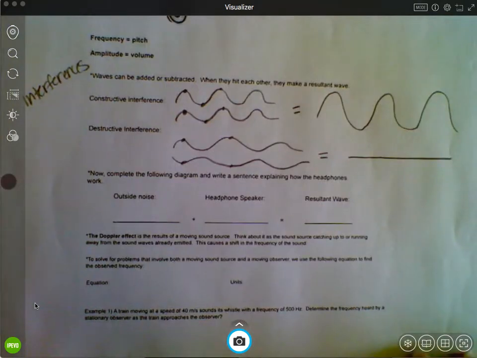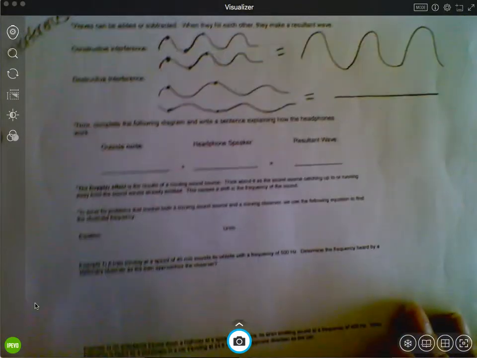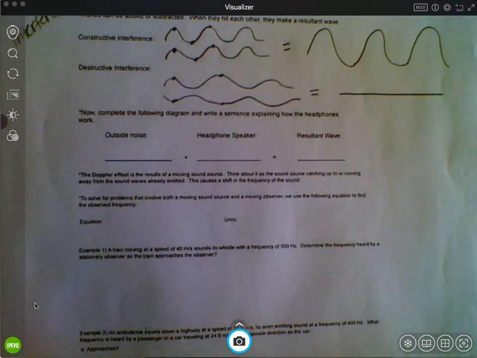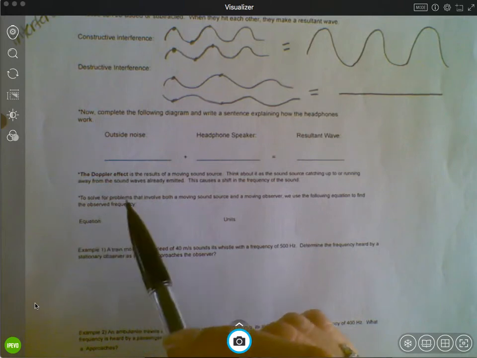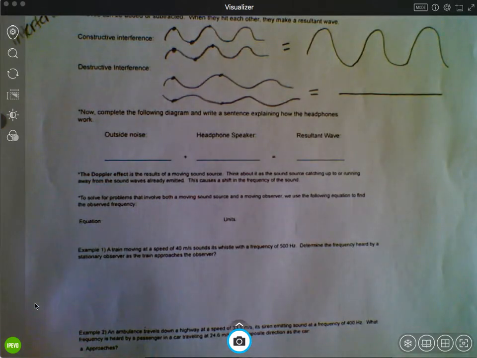Now, this is actually how your noise-canceling headphones work. Your noise-canceling headphones have a little receiver inside the device, and they can see what frequencies are coming in and what amplitude the waves are that are coming in. And then it basically sends out a wave that's the exact opposite and cancels those sounds out. And that's how those work.